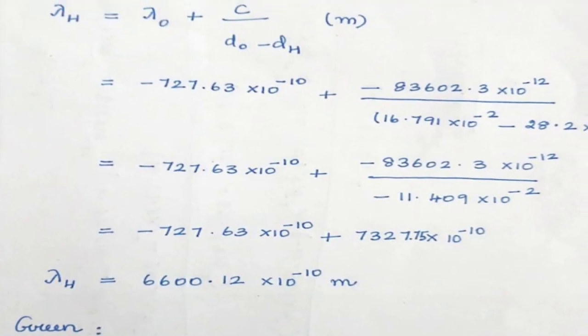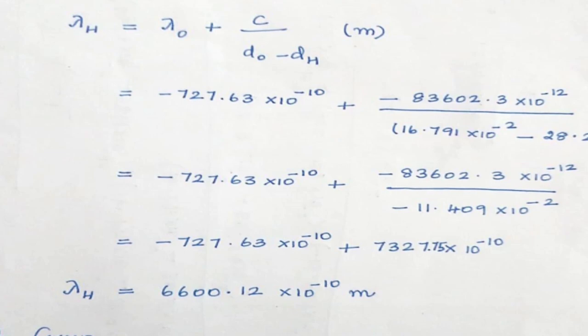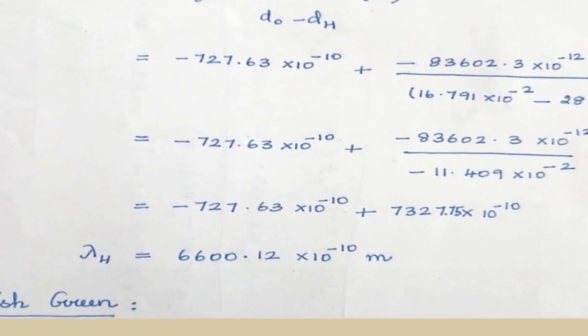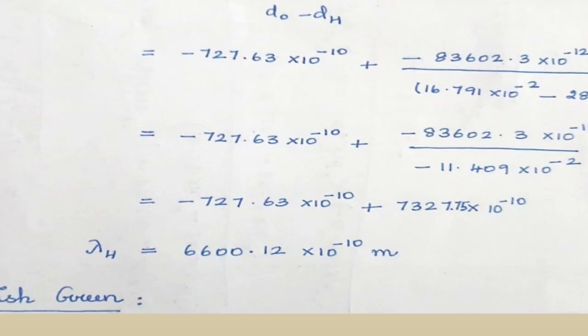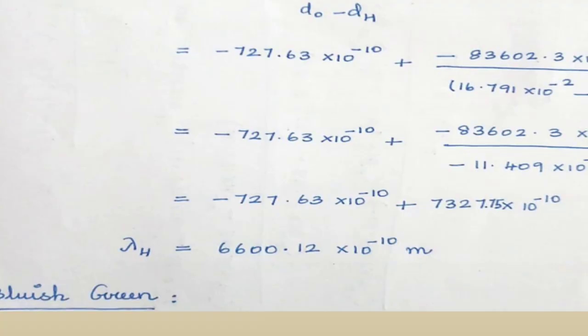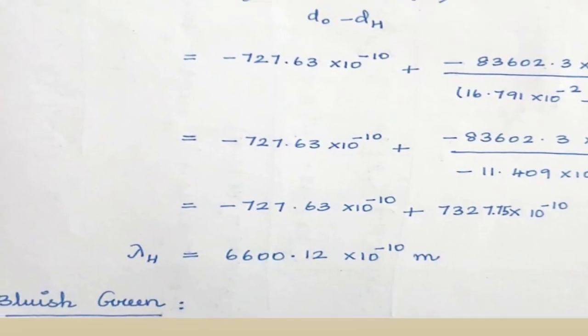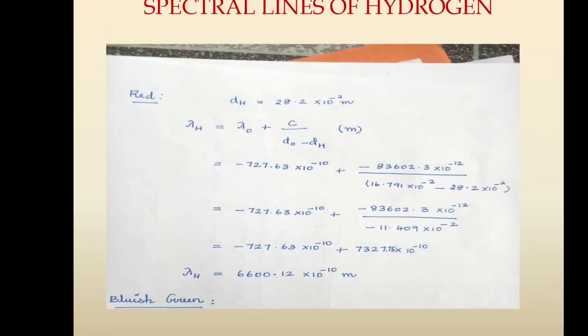So look at the values of lambda naught and the second term. So both have the common powers 10 power minus 10. Subtracting minus 727.63 plus 7327.75 gives us 6600.12 into 10 power minus 10 meter, or the H alpha value is 6600 angstrom.